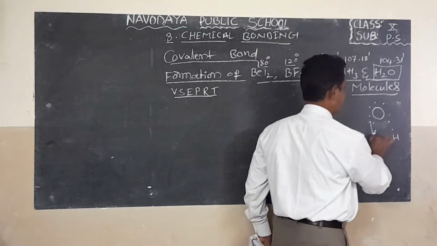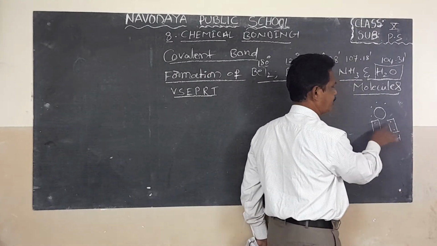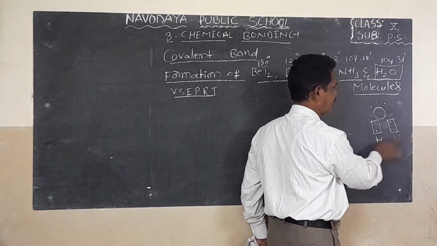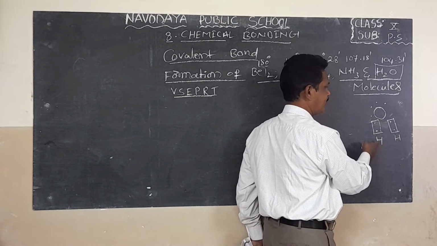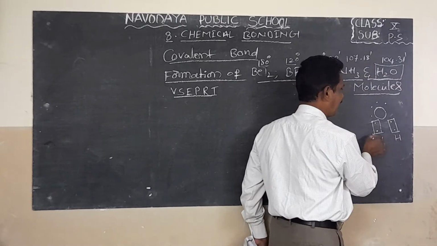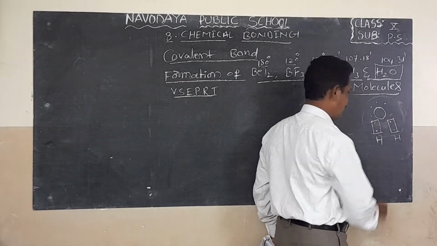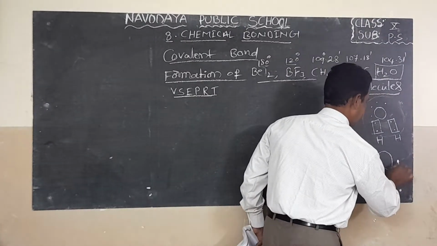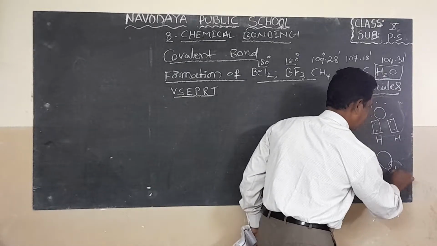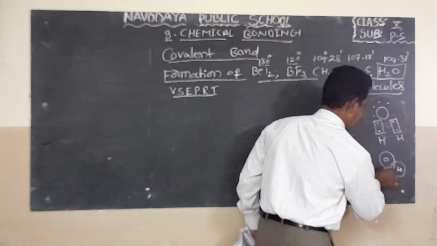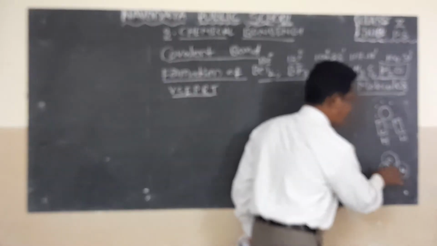These electrons are shared: one pair is shared between oxygen and hydrogen, and another pair is shared between oxygen and hydrogen. Like this, this is the hydrogen atom, this is the oxygen atom, and again this is the hydrogen atom. These are the bond pairs of electrons.